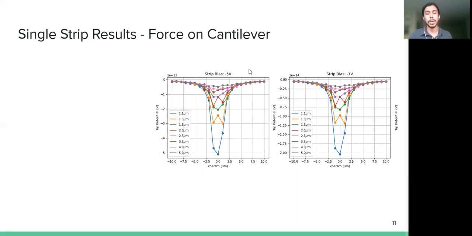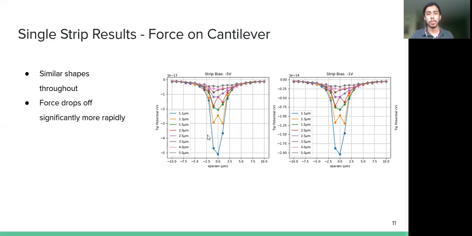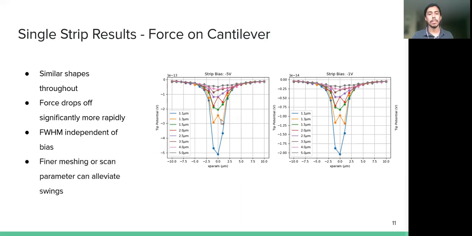Some other results I wanted to show everyone were the results of the force measurement on the cantilever itself, separated again by both bias on the actual strip as well as the strip depth itself. As we noted in the previous slide, the actual shapes of these plots are similar regardless of the bias on the strip itself. The force measurement actually drops off a lot more significantly, making it a good candidate to measure full width at half max. And as I mentioned, the actual shape of these are pretty independent of bias, except that these are scaled versions of each other. As you can see, there are some anomalies going on here closer to the peak of the signal. That probably just has to do with meshing or coarse scan parameters. So in the future, we'd probably just use a finer mesh or a finer scan parameter in order to alleviate these anomalies.